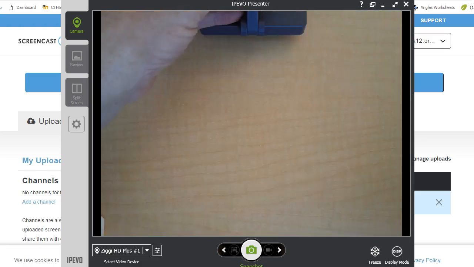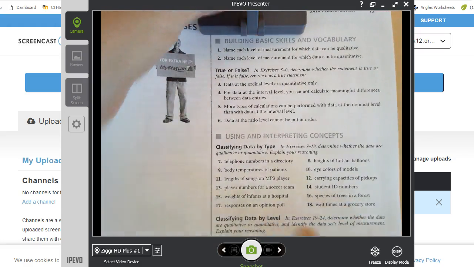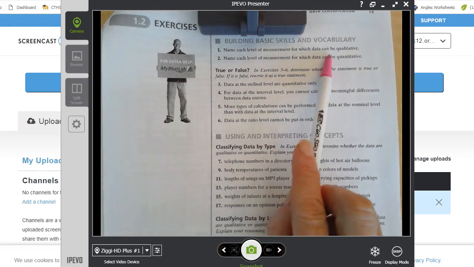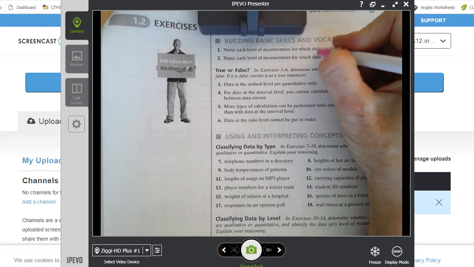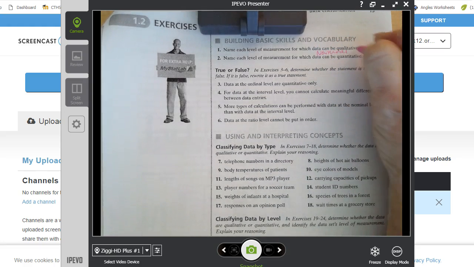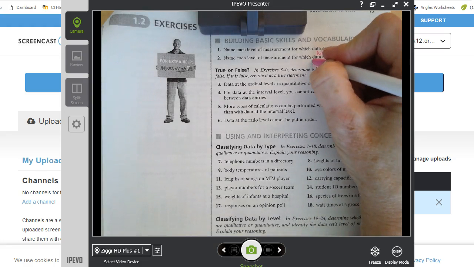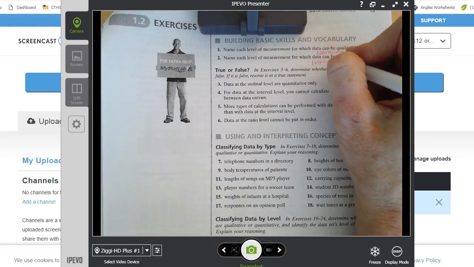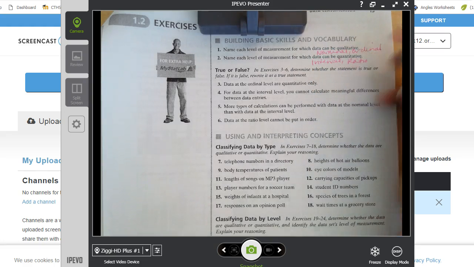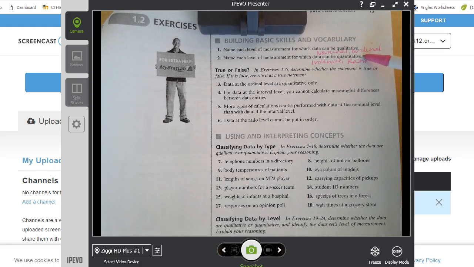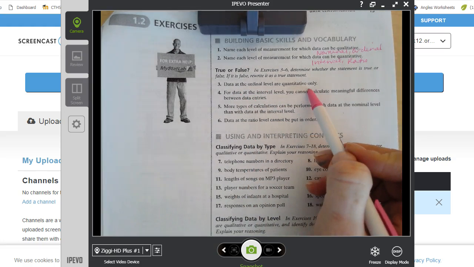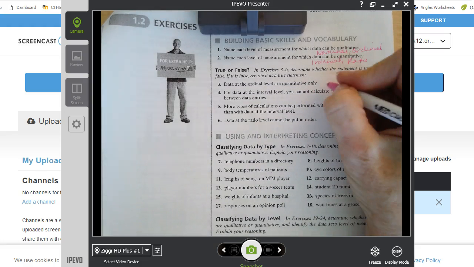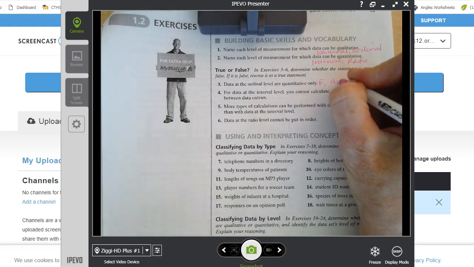All right, so let's take a look at some of the examples we talked about in class. Okay, level of measurement for which data can be qualitative. We said that's nominal or ordinal. Okay. Quantitative, we said that's going to be interval and ratio. So if we know a data item's qualitative, it's going to be one of these two levels of measurement. Quantitative, one of these two. Okay. True or false? Data at the ordinal level are quantitative only. We're going to say false. They're qualitative.